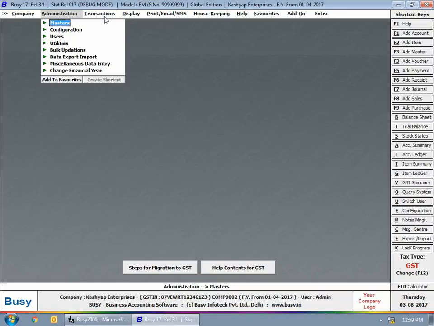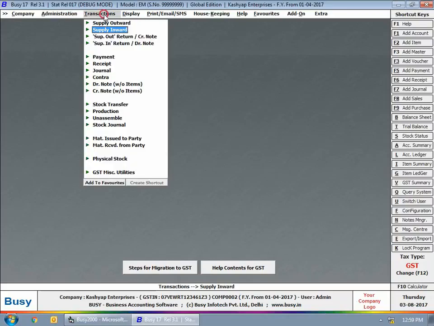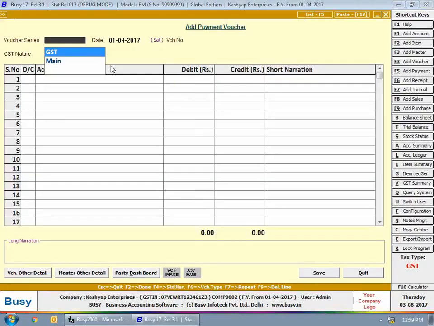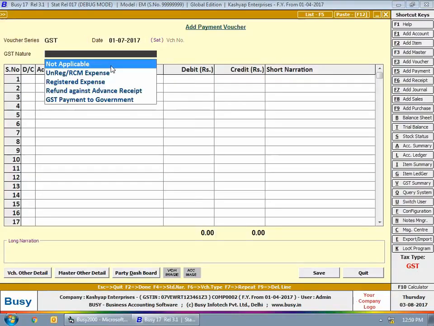Our next step will be to use these accounts in transactions and enter payment, journal or purchase vouchers for the expenses. So first of all, we'll enter a payment voucher. We'll go to transaction, payment, add option. We are entering this voucher for 1st July. In the GST nature section, you can see various options. First is not applicable, that is, this bill is not applicable for GST. Next is unregistered RCM purchase, that is, you have made expenses from an unregistered dealer or this expense is liable for RCM, then you will select the unregistered RCM expense option.